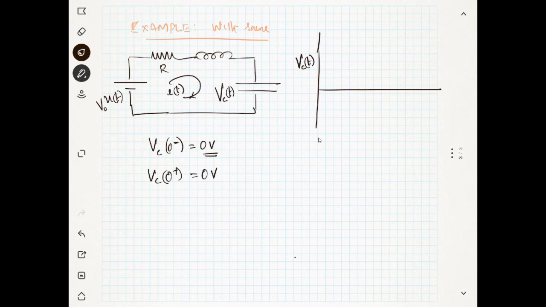Now what will be at infinity? What is VC of infinity? Can you tell me up to what voltage it will go? V naught. Yes, we are talking about V naught. That's U of t, that's V naught into U of t. So it will go to V naught. The final value it is going to is V naught.